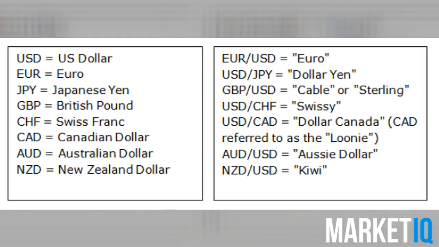USD CHF is the Swissy. The US dollar and Canadian dollar is the dollar Canada or UCAD, and it's also referred to as the loonie. And then AUD USD is the Aussie dollar, also known as AU. NZD USD is the Kiwi or NU. A lot of times we will take the first letter of each currency, and that's what I call it. So GBP JPY is GJ.